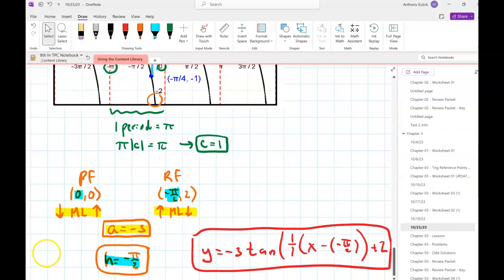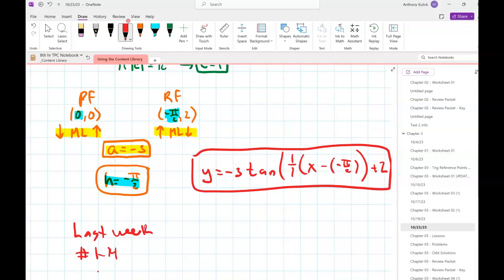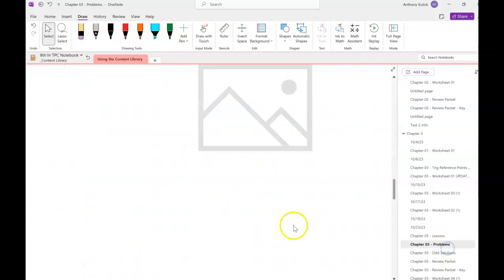So at this point, last week we assigned numbers 1 through 14 in the Delta Math. This week I'm going to assign 15 to, I don't know, I think it's 20-something, 26 or something. Does that sound right? I have to go back and look.